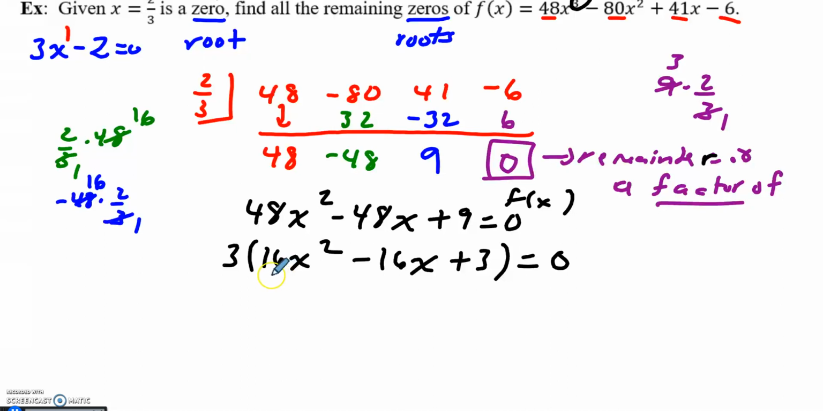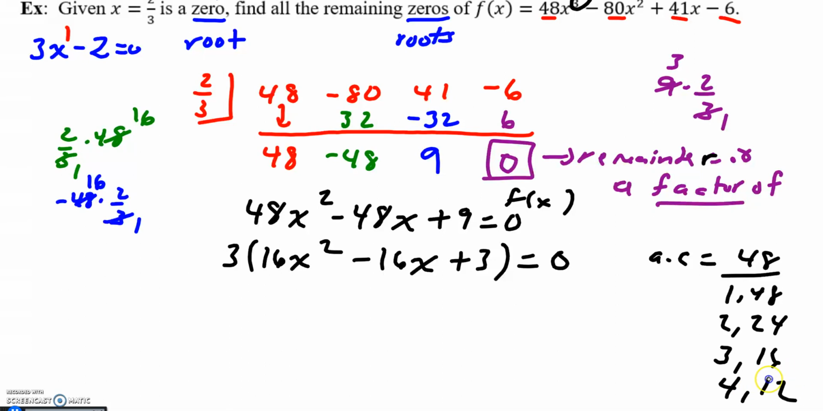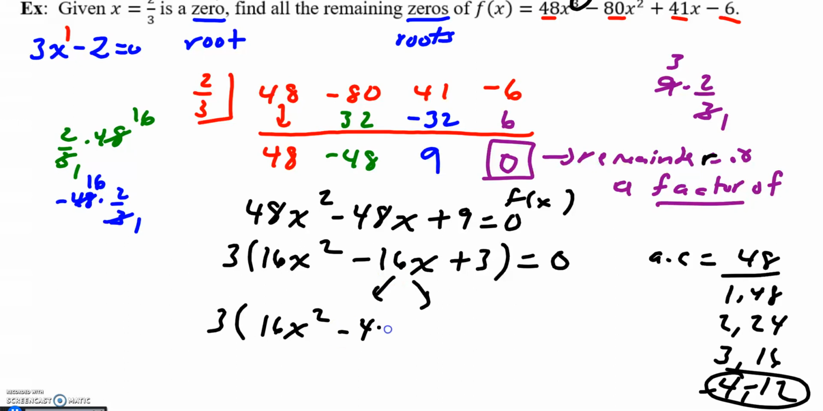Because I have a lead coefficient other than 1, I can split the middle term. So if I did a times c, I would get 48. Write down my pairs that multiply to be 48: 3 and 16, 4 and 12. 4 and 12 will combine to get me a -16. So I'm going to leave my 3 there, write 16x squared, split this into, let's see, both of them would have to be negative in order to get a -16, minus 4x minus 12x plus 3 equals 0.